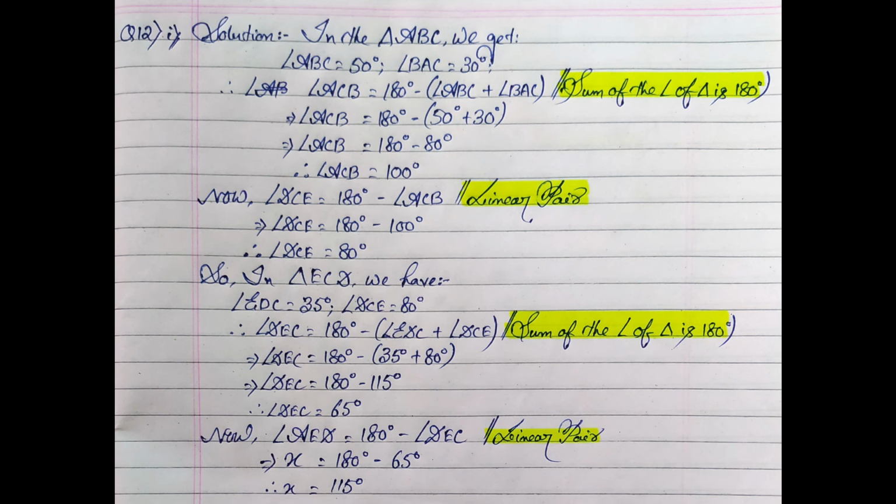Therefore in triangle ECD, we have angle EDC equal to 35 degree, angle DCE equal to 80 degree. Therefore once again using the same theorem, that is sum of the interior angles of the triangle is 180 degree, we found out that the angle DEC is 65 degree. Therefore once again using the theorem of linear pair, we get x is equal to 115 degree.